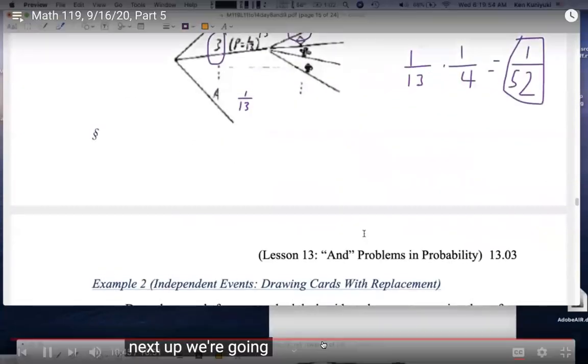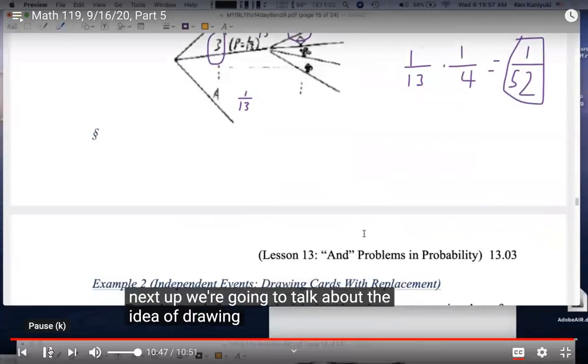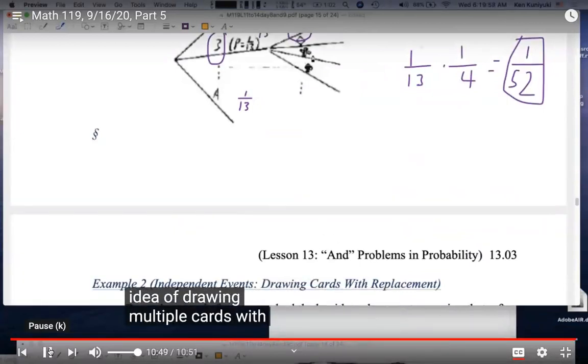Next up, we're going to talk about the idea of drawing multiple cards with replacement. Okay, we're going to get down to some more numbers. Any questions? All right.